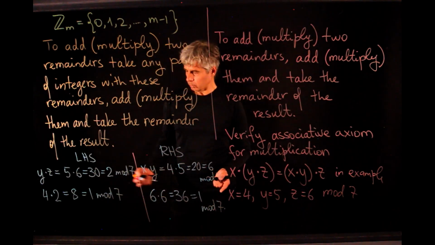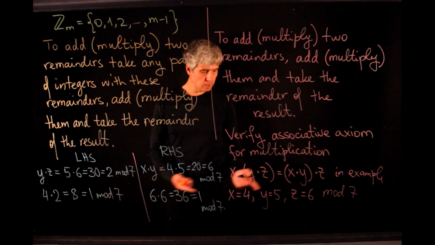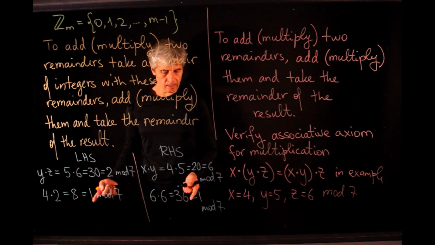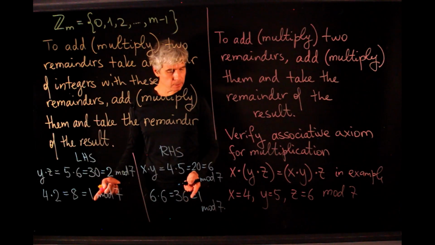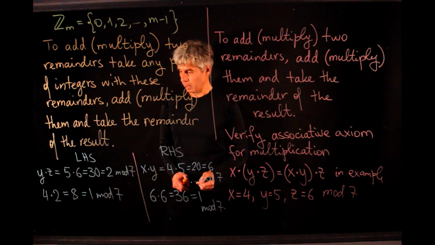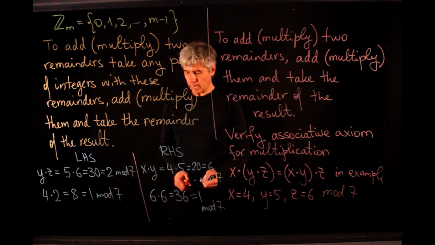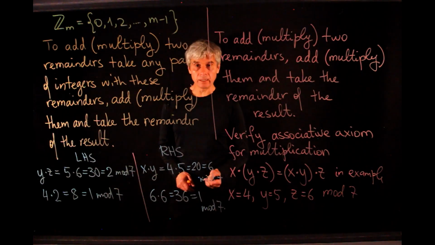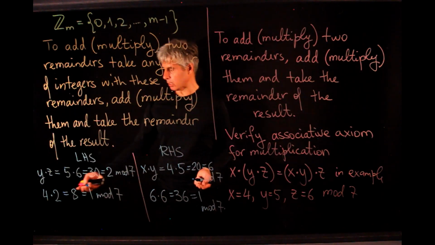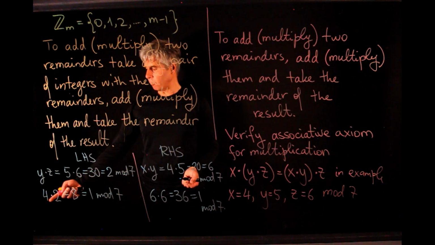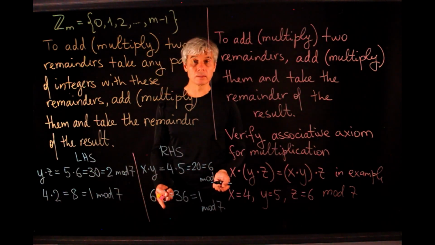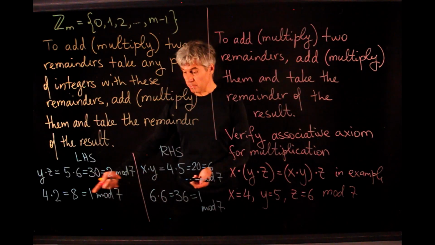So indeed, the equality holds, right? We see that we get the same result in the left-hand side and in the right-hand side. In both cases, we got the result of 1. But it is absolutely not clear why this is going to work, because here 4 times 2 turned out to be equal to 6 times 6. So this is a little bit of a mystery.